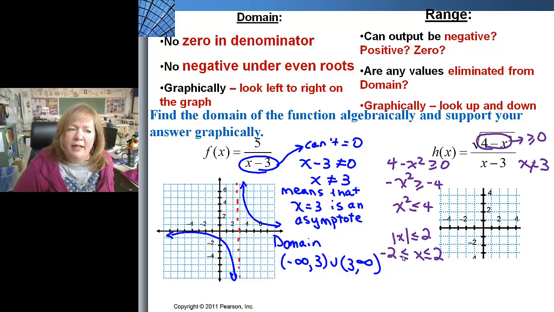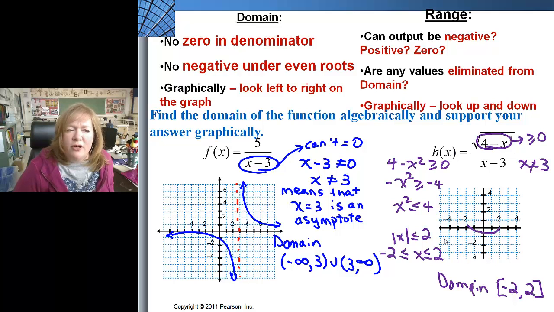So I know that my domain is constricted between negative 2 and 2. This guy doesn't really matter because 3 is bigger than 2. I can't have a negative under the square root, so he wins out. If I graph this guy, it's just going to be a little smiley face. If you look on your graphing calculator, it gives you this little curve going downward like that. And our domain is negative 2 to 2.